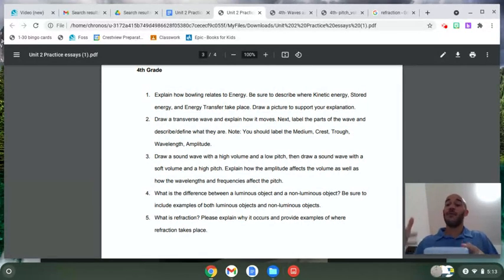Light is bouncing off the object into our eyes, and that's how we're able to see it. Without a luminous object like this light, or this light that's coming through from the sun, we would not be able to see non-luminous objects. And the final question, what is refraction? Please explain why it occurs and provide examples of it.